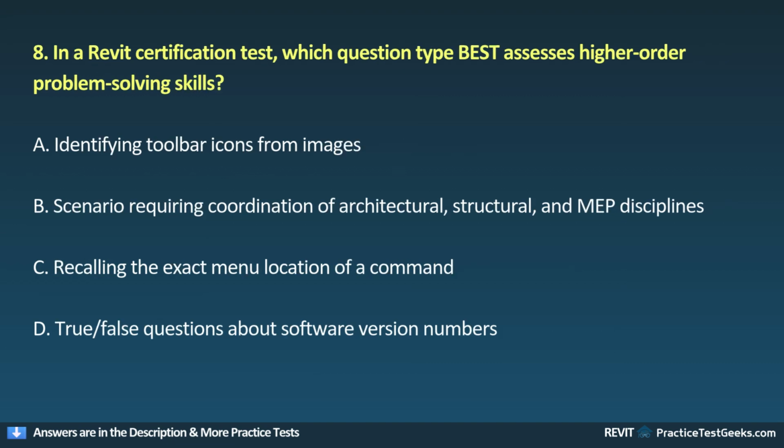8. In a Revit certification test, which question type best assesses higher-order problem-solving skills? A. Identifying toolbar icons from images. B. Scenario requiring coordination of architectural, structural, and MEP disciplines. C. Recalling the exact menu location of a command. D. True-false questions about software version numbers.